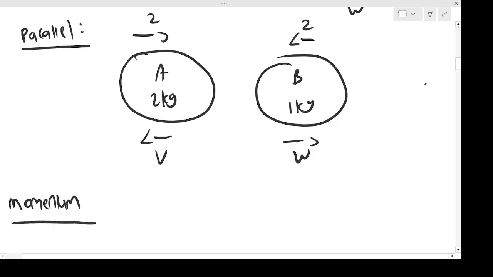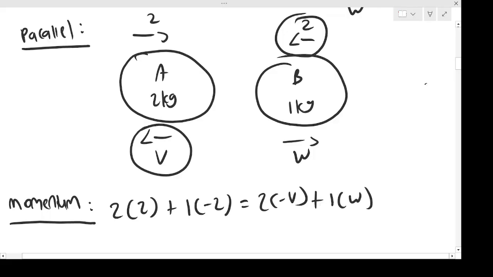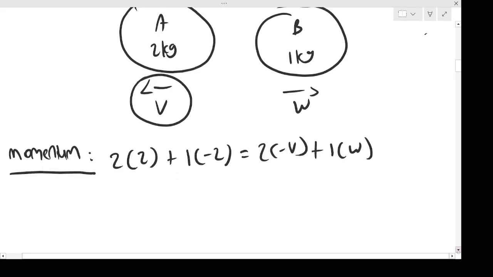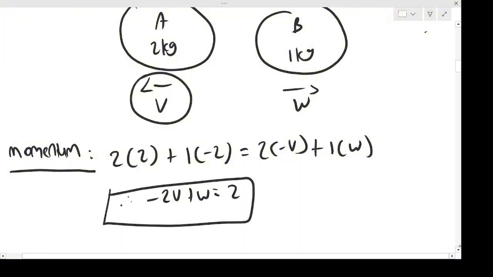So momentum firstly for this. So for A, it's mass 2, lots of 2, speed 2. And then for B, it's mass 1, lots of minus 2 because it's going in the negative direction. Then it's going to be 2 lots of minus V. Again, it's going backwards, negative. And then 1 lots of W. So this will simplify to minus 2V plus W equals 2, right? 4 minus 2 is 2. So we get this equation here.